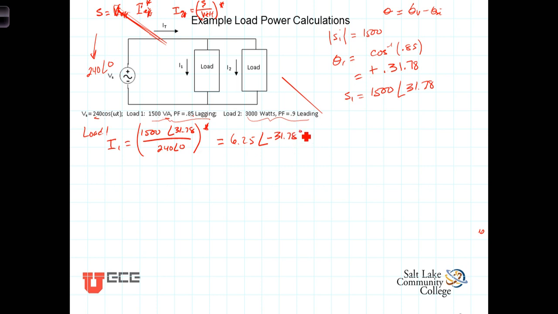Now, it's time for a consistency check. We know that the current is lagging the voltage. We now have the phase of the current, negative 31.78. Is that lagging the voltage? Yeah, the phase of the voltage is 0. This is negative 31.78, so it's 31.78 degrees behind the voltage, and at least that sign is consistent with what we know.